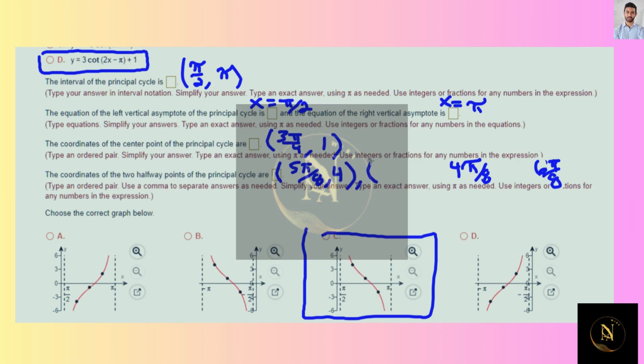And the second one would be between 3 pi over 4 and pi. But in 8s, that's 6 pi over 8 and 8 pi over 8. So halfway between those is 7 pi over 8. And that would go down 3 from the middle. So 1, that vertical shift of 1, down 3 is negative 2.